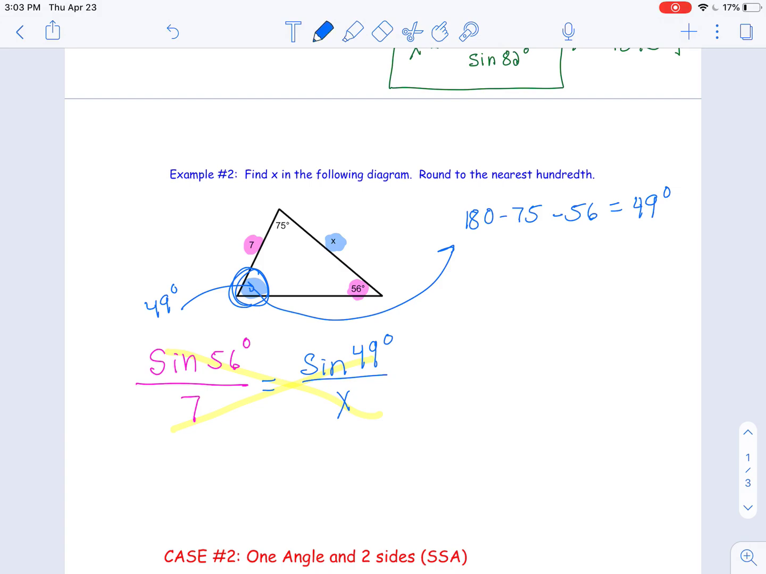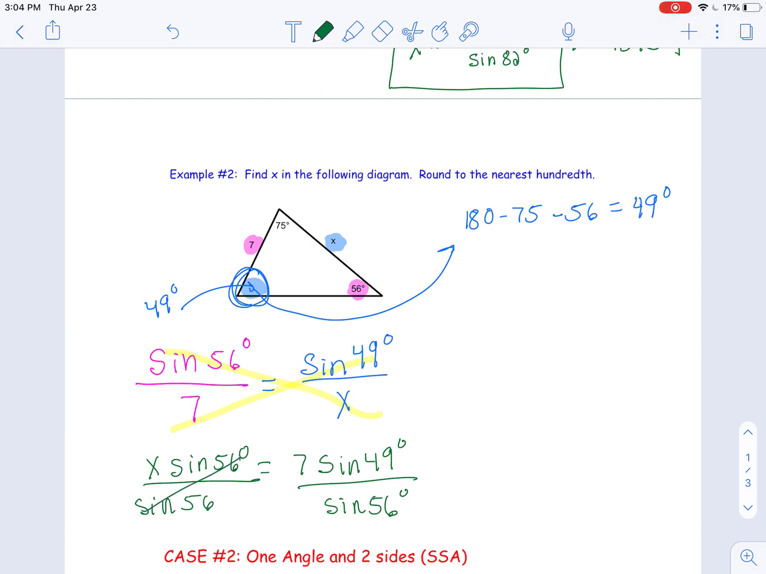I cross multiply to solve proportions. So I can set this up as x times sine of 56 degrees is equal to 7 times the sine of 49. Divide by sine 56, and we end up with x is equal to 7 sine 49 degrees all over sine of 56 degrees.